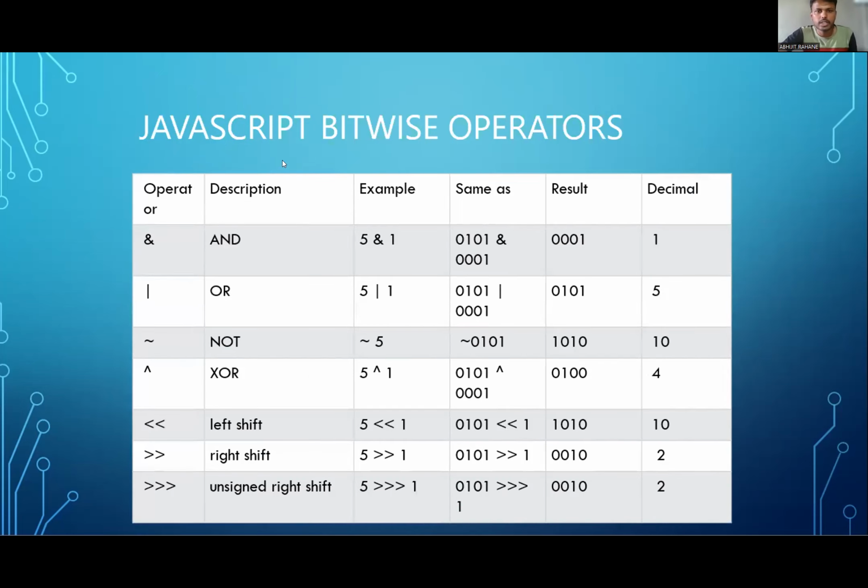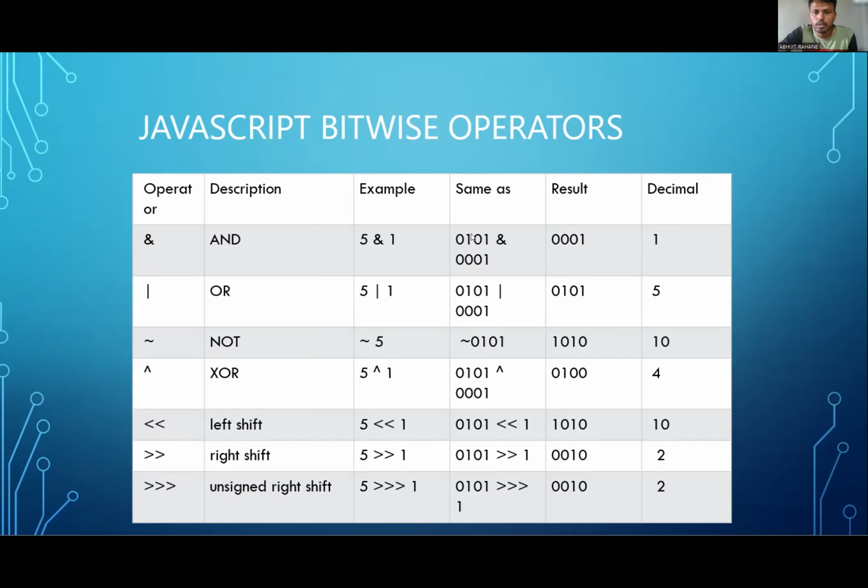Then the JavaScript bitwise operators: AND, OR, NOT, XOR, left shift, right shift, and unsigned right shift. These are the bitwise operators used in JavaScript. We use them only to perform certain actions on binary numbers. With AND, if it is 1 and 1, it returns 1. It can also work on decimal numbers and will give the result.